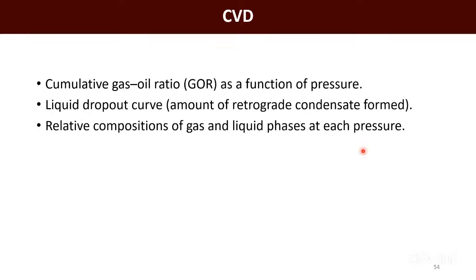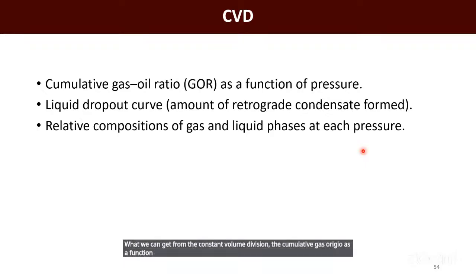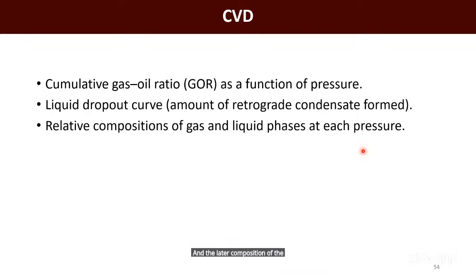What we can get from the constant volume depletion: the cumulative gas oil ratio as a function of pressure, also the liquid dropout curve, or the amount of retrograde condensate formed with the pressure depletion, and the relative composition of the gas and liquid phases at each pressure stage.